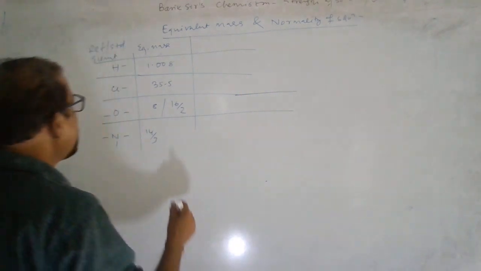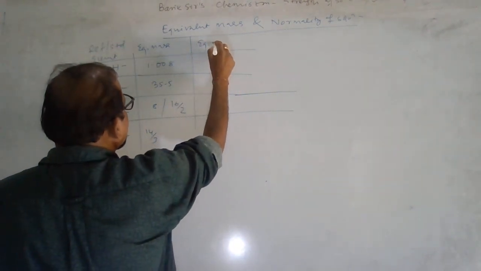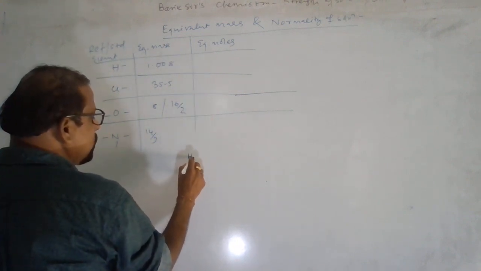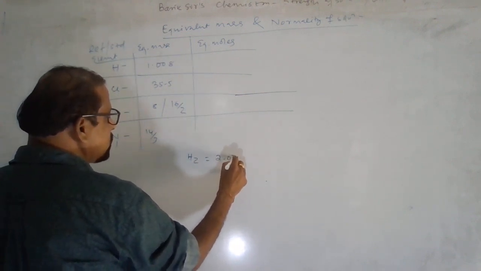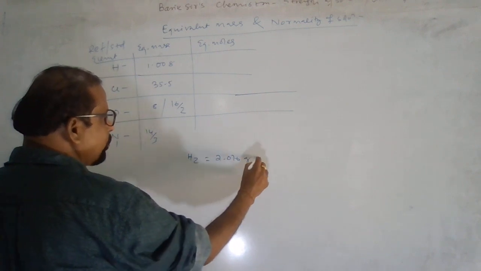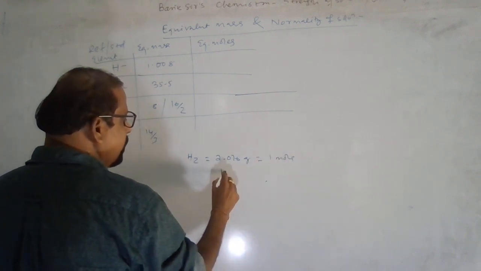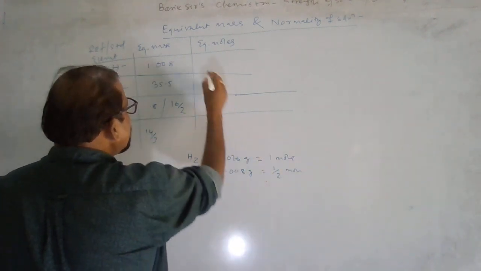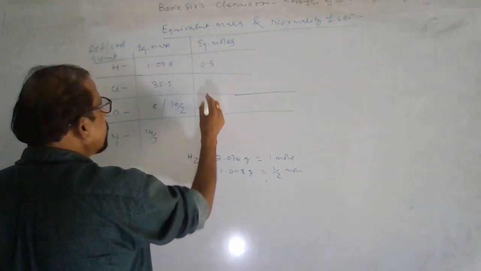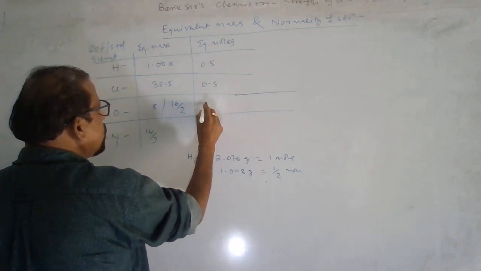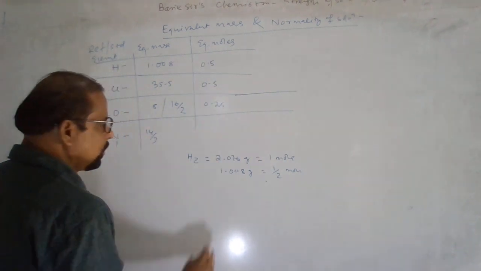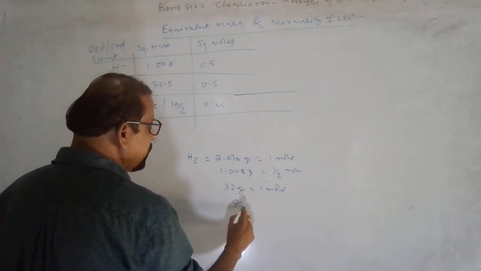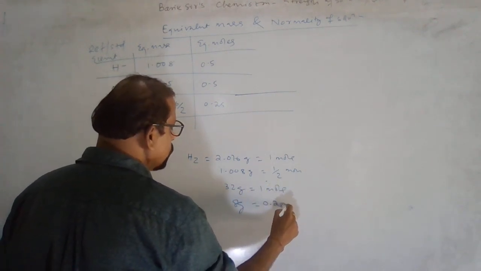So if it is equivalent mass, then what are the equivalent moles? For hydrogen, 2.016 gram is the standard mass, which is 1 mole. So 1.008 gram is 1 by 2 moles. So that means 0.5 moles is the equivalent. For chlorine it is also 0.5 moles, but for oxygen it will be 0.25 moles because 32 gram is equal to 1 mole. So 8 gram is equal to 0.25 moles.